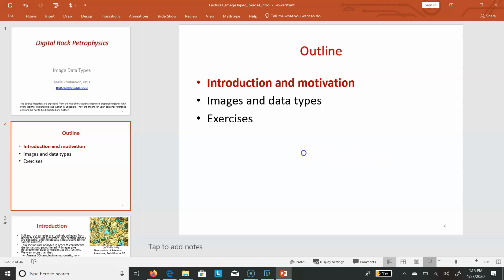All right. So the whole point is that we might have very different images in our hands, and some of this introduction will look at some of the different images that we have, and then we're going to look at what images themselves are. So if I look at this, this is a thin section. Everybody knows what thin sections are.